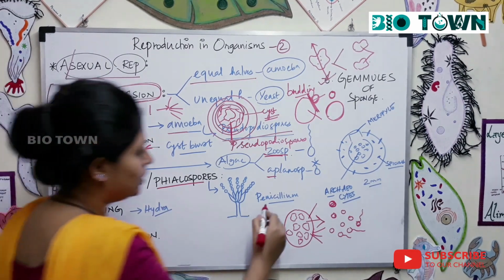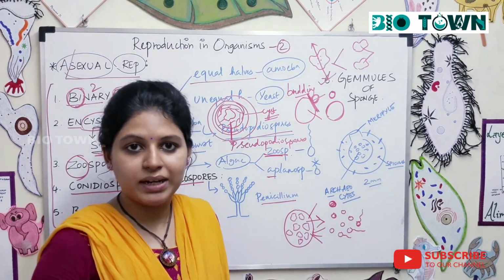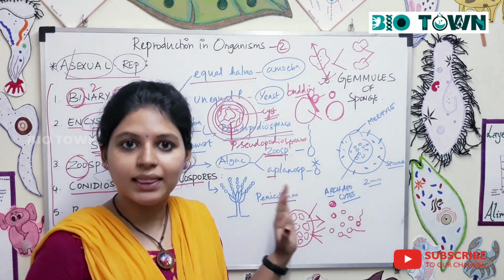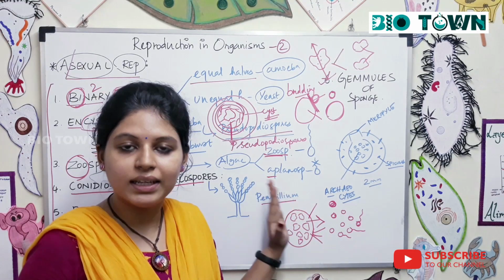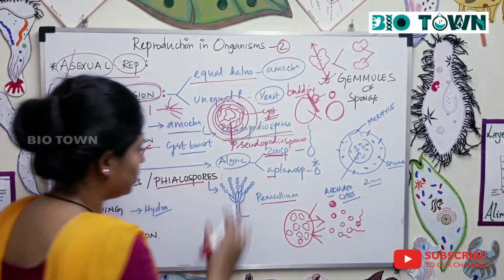And now in case of penicillium, there are different species of penicillium, Penicillium notatum and Penicillium chrysogenum, and they are the reason for the antibiotics which we use today, penicillin, right? So that penicillium we're going to talk about.